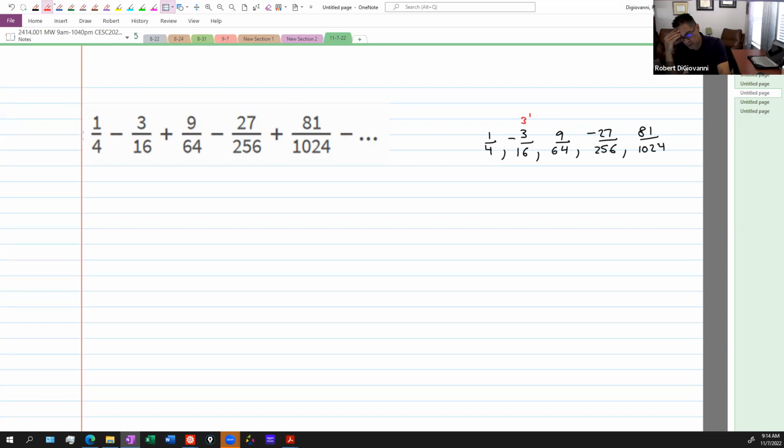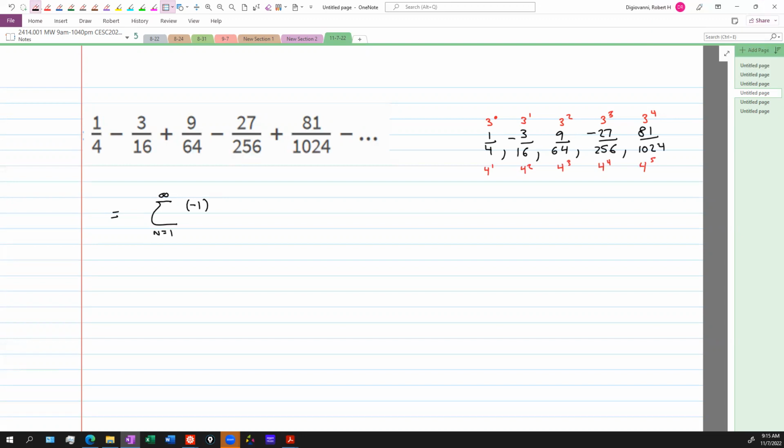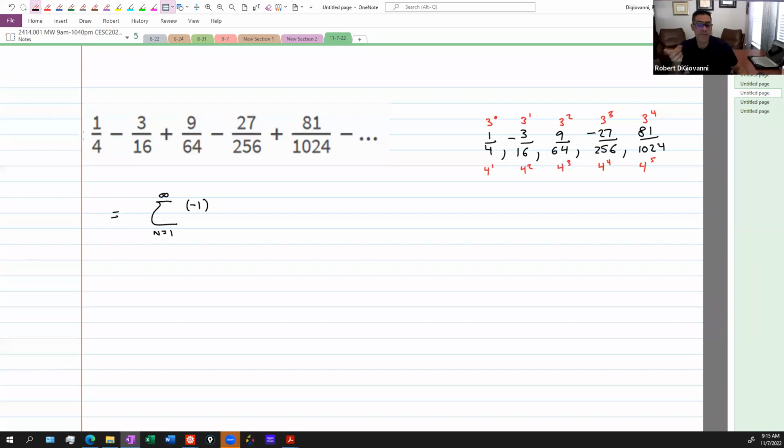In fact, I could write that as 3 to the first, 3 squared, 3 cubed, 3 to the fourth, and then the very first one would be 3 to the 0. And on the bottom, we would have 4 to the 1, 4 squared, 4 cubed, 4 to the fourth, etc., 4 to the fifth. And you need it to alternate, and you need it to start with a positive. So I'm going to go sum n equals 1 to infinity. I'm going to do -1 to what power if I want to start it as a positive? Squared. N plus 1. We can do n plus 1. Didn't I say n plus any odd number? Remember that?